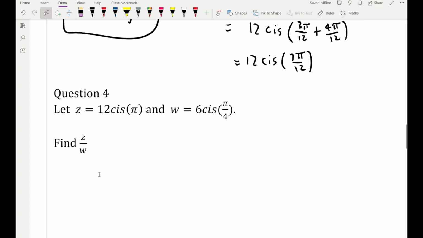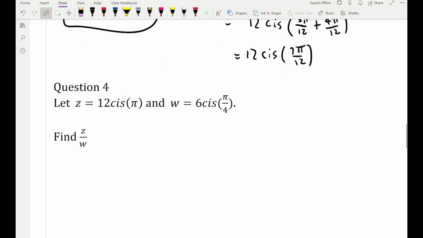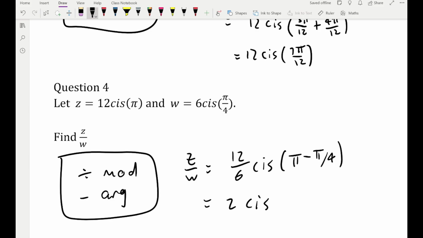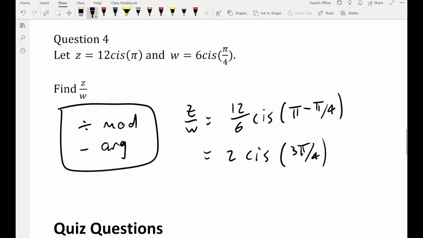All right, dividing is pretty much the same. So instead of timesing the modulus and adding the argument, you divide the modulus and you take away the argument. So z over w equals 12 over 6 cis of pi take away pi over 4. So that's 2 cis of 3 pi over 4. Because imagine if I've got a whole pi and I take away a quarter, I've got 3 quarters left. Great.